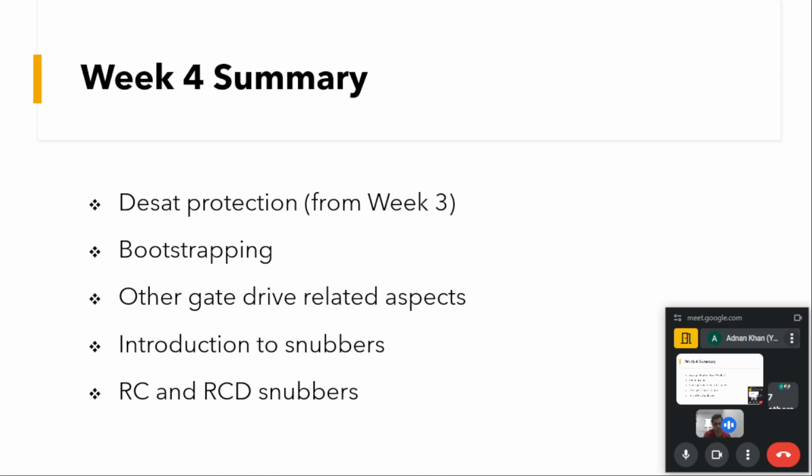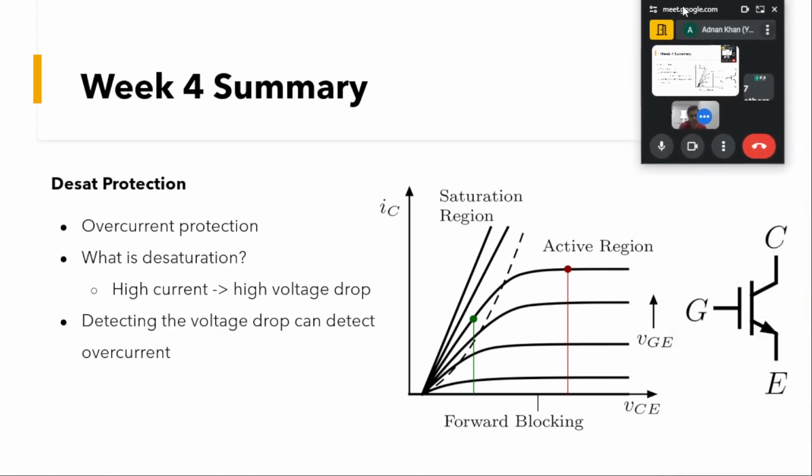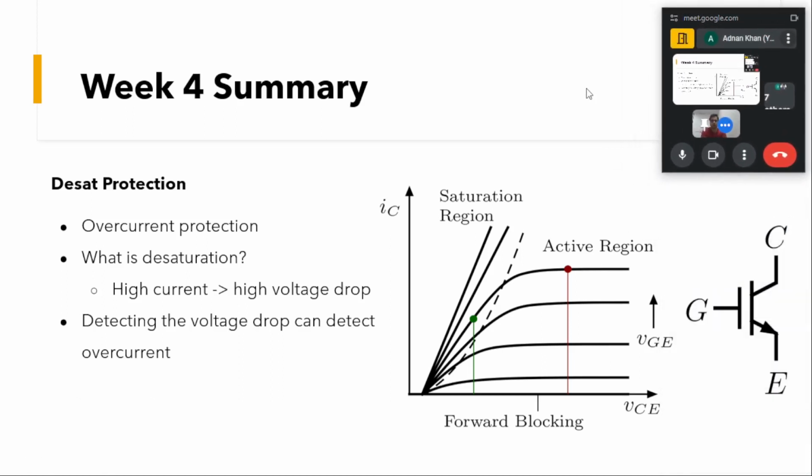So coming first to the DSAT. Let us first go through what is DSAT protection and what does this imply. As the name in itself says, DSAT is like moving away from the saturation region. And what is this protection? DSAT protection is mainly an overcurrent protection.